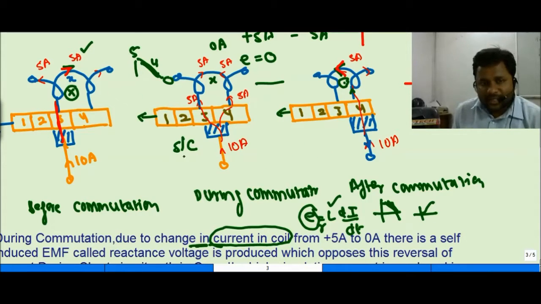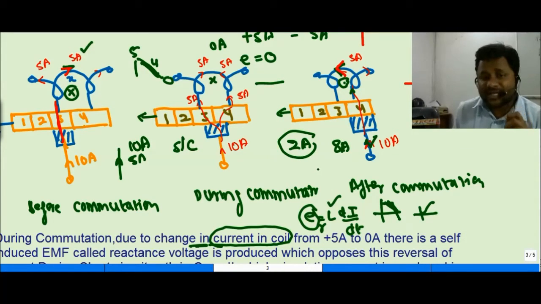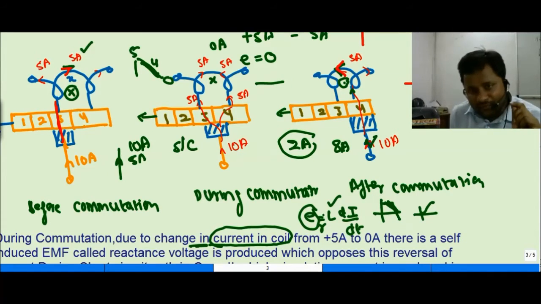The entering current is 10 ampere, but practically we are getting only 8 ampere current. The 2 ampere is opposed by the reactance voltage, which is generated because of this current reversal. The current is changing as per the formula ER equals L di upon dt. This changing current generates an induced EMF called reactance voltage ER, which opposes the reversal of current. This is called commutation failure.